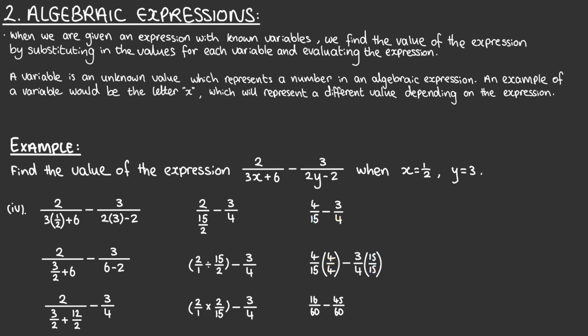So we get 16 divided by 60 minus 45 divided by 60. 16 minus 45 is equal to minus 29. So 16 over 60 minus 45 over 60 is equal to minus 29 over 60, which is our answer.